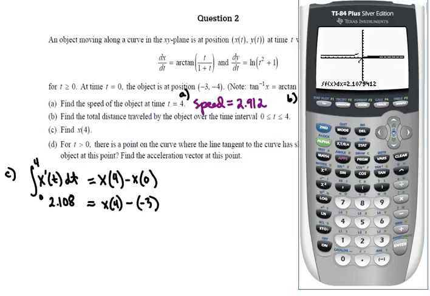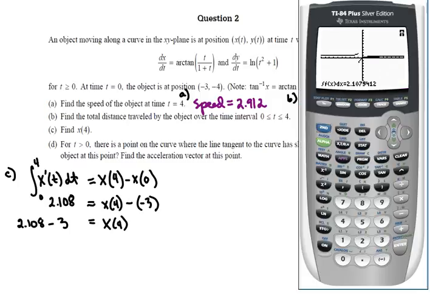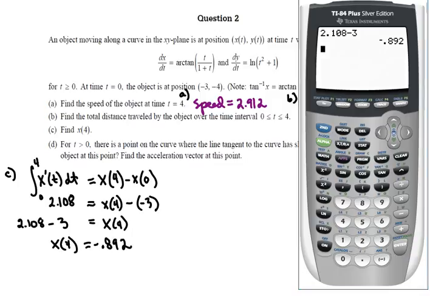So all that's left now is to solve for x of 4, and since x of 4 plus 3 is the right side, we're going to subtract 3 from both sides. And so x of 4 is equal to 2.108 minus 3. We'll use the calculator again and go to the home screen. 2.108 minus 3 is equal to -0.892. And so we end up with x of 4 being equal to -0.892. Again, this is by use of the fundamental theorem of calculus, and hopefully that's clear how we went about doing that. We'll go on to part D.